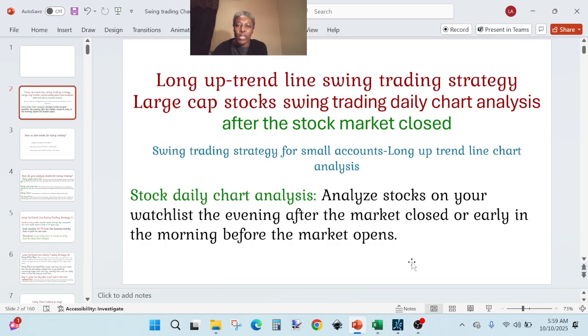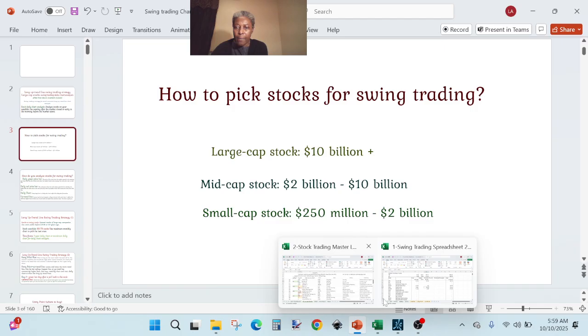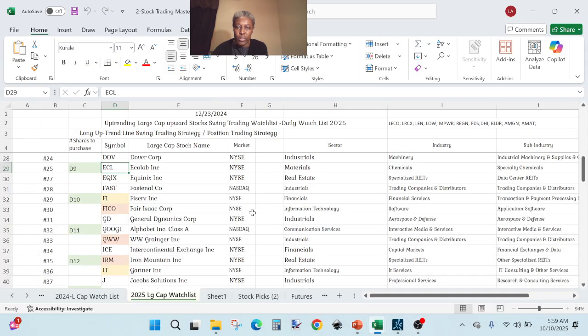Hello, swing trading strategy for small accounts, long uptrend line chart analysis. If you have a small account, and by small account, let's just start with maybe you have $100 that you can save a month.